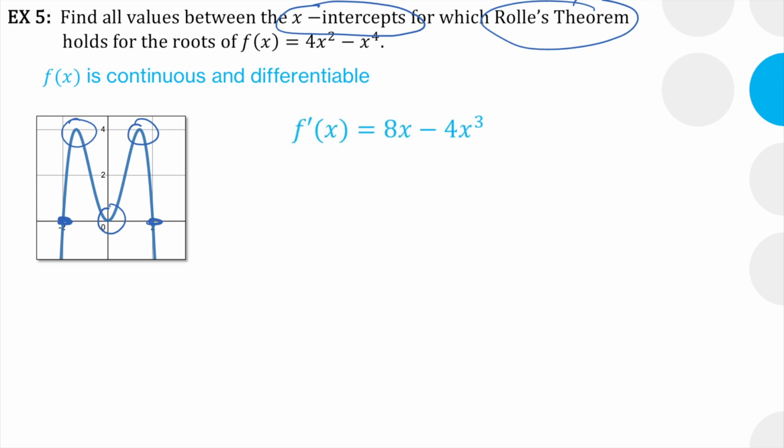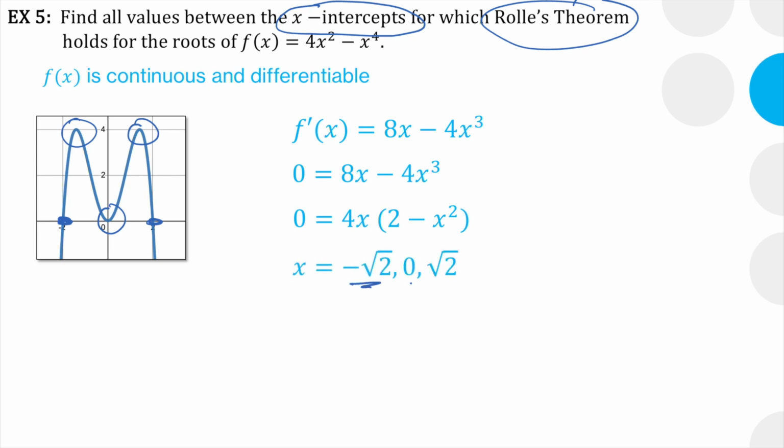Where the graph turns around has a slope of 0. So we'll set the derivative equal to 0 and solve for x. Get a little bit more factoring practice here. And we have 3 spots, -√2, 0, and +√2.